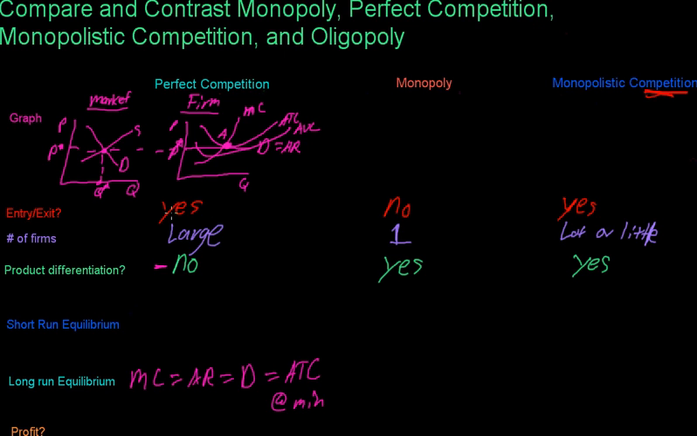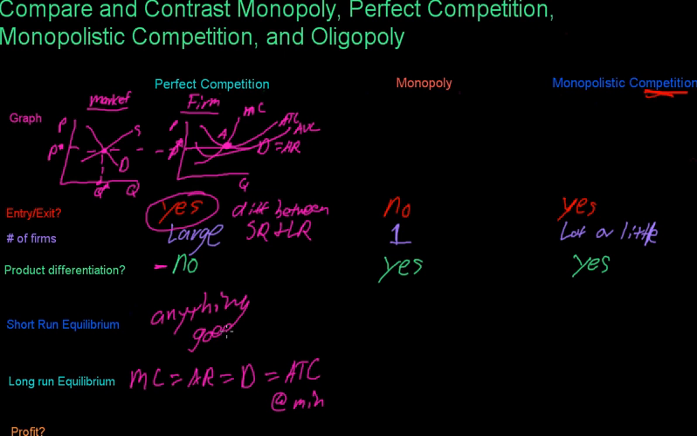And remember that this entry and exit is the difference between the short run and the long run. So in the short run, I'm just going to write anything goes. In the long run, entry and exit drives profit to zero. So profit is zero in perfect competition, and that's where average total cost is at its minimum, price is equal to average total cost, and marginal cost is going through there at the same time.